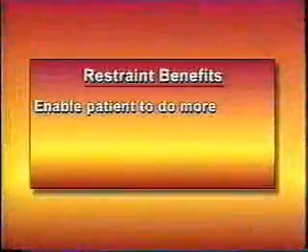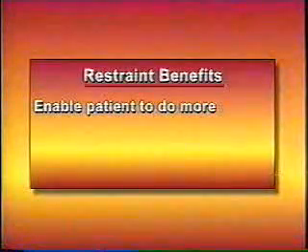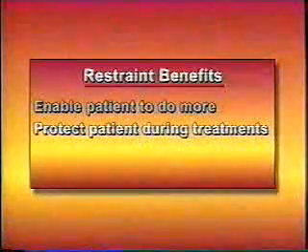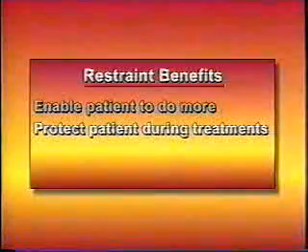What are some benefits of using restraints? Well, it may enable a patient to do more for themselves. For example, a bed rail may allow a partially paralyzed patient to turn over on their own. It may protect the patient during treatments. For example, a patient may need an antibiotic or other medication given intravenously for a very serious condition. A patient that pulls out an intravenous line or other tubes may need to be restrained so that they can receive the treatment that they need.